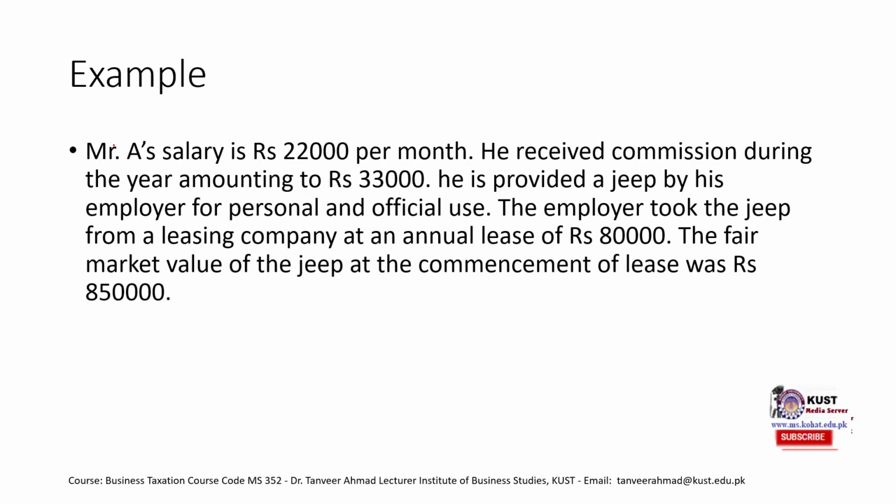Let's have an example. Mr. A's salary is 22,000 per month. He received commission during the year amounting 33,000. This is an additional information. Remember always that commission is always taxable, fully taxable. Right? He is provided a jeep by his employer for personal and official use. Now you know that it would be 5%. The car facility is provided rather than conveyance allowance.